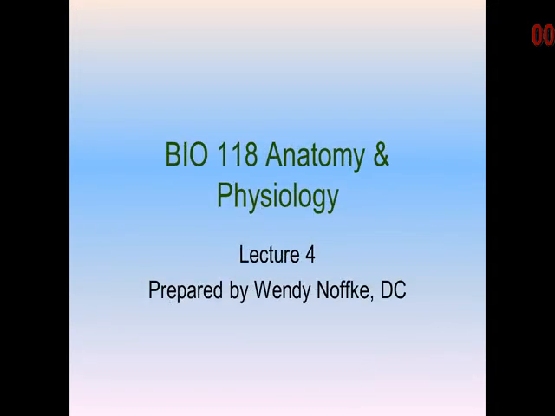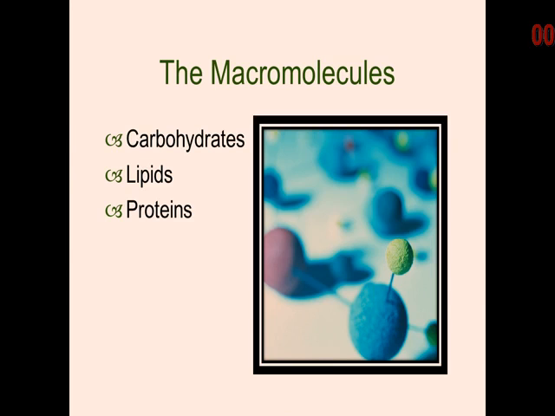This is the fourth lecture in Unit 1. In this portion, we will begin to talk about some of the bigger chemicals of the body. The macromolecules are the carbohydrates, lipids, and proteins. Each of these has a pattern for its structure and a specific use in the body.